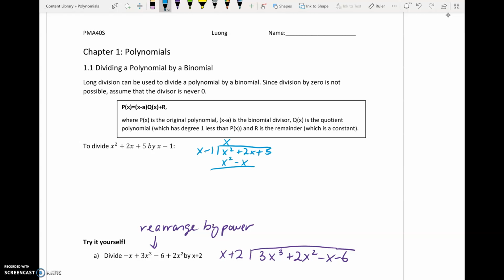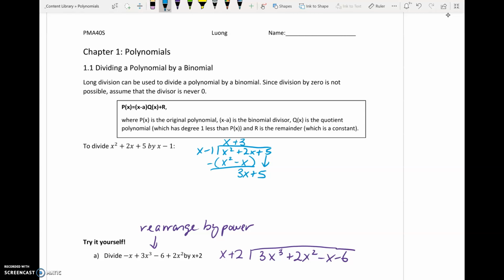And the next step in long division is to subtract it all. So x squared minus x squared is just gone. 2x minus negative x is the same thing as 2x plus x, which is 3x. And then we'll bring the 5 down. Now we're going to ask ourselves, how do I make x minus 1 with a 3x in it? Well, if I multiply x minus 1 by 3, I'm able to achieve that 3x.